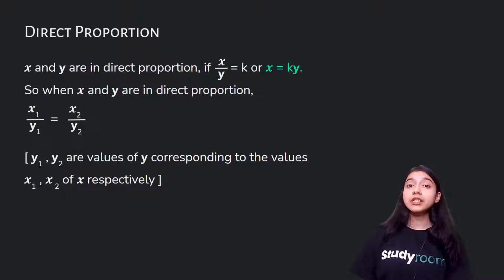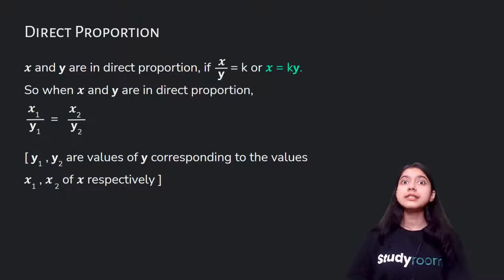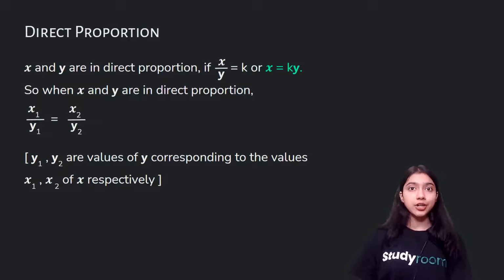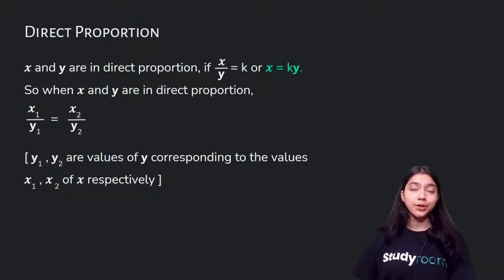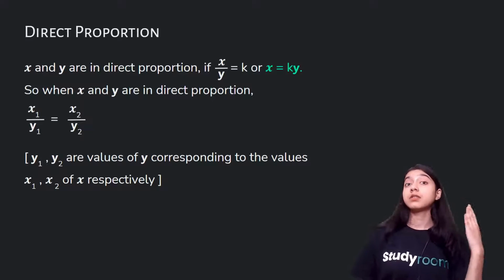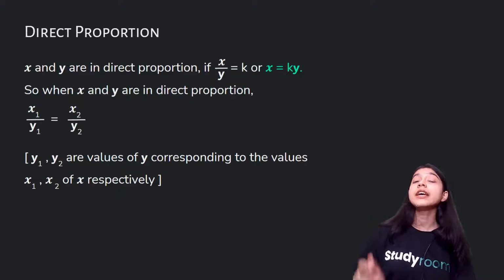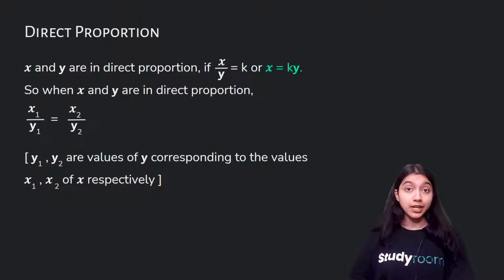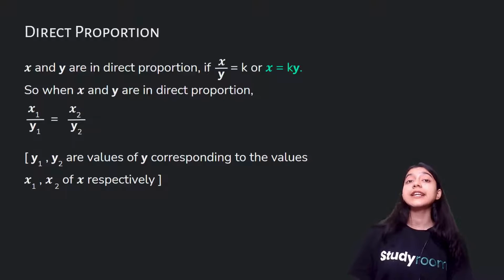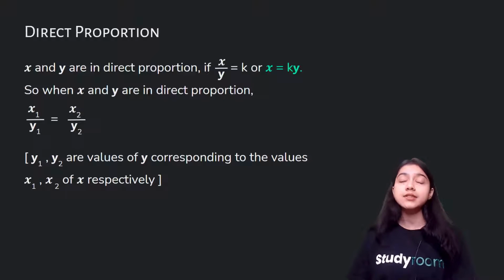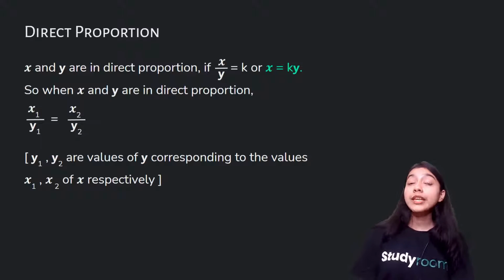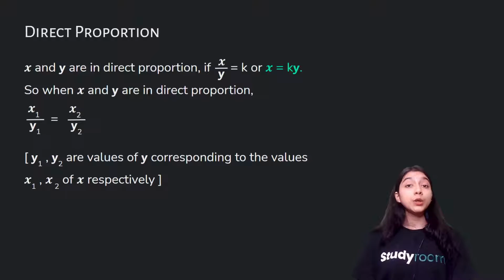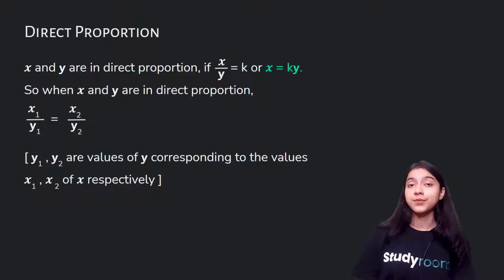A very important conclusion that we drew from the previous example was that if we have two variables x and y and they are in direct proportion with each other, then their ratio will be a constant number, or the first variable can be represented as k times the second variable. X can be written as k times y, and this k is a constant number which will be the same in each and every case. So this was a very important and necessary condition for two variables to be in direct proportion.